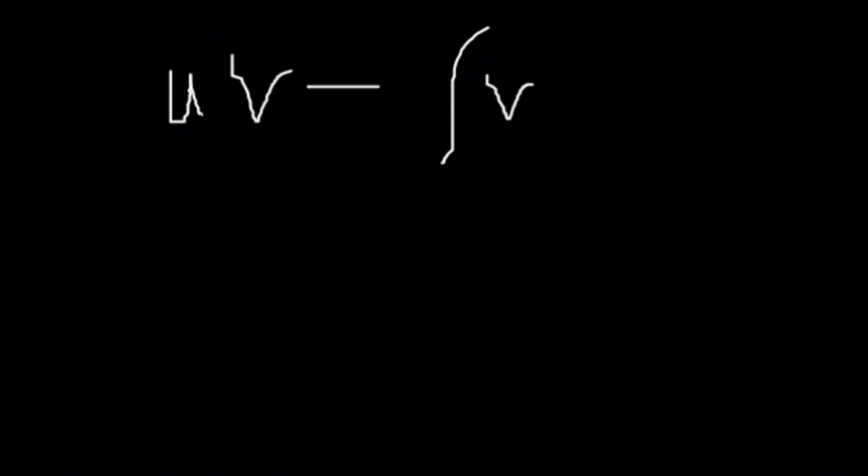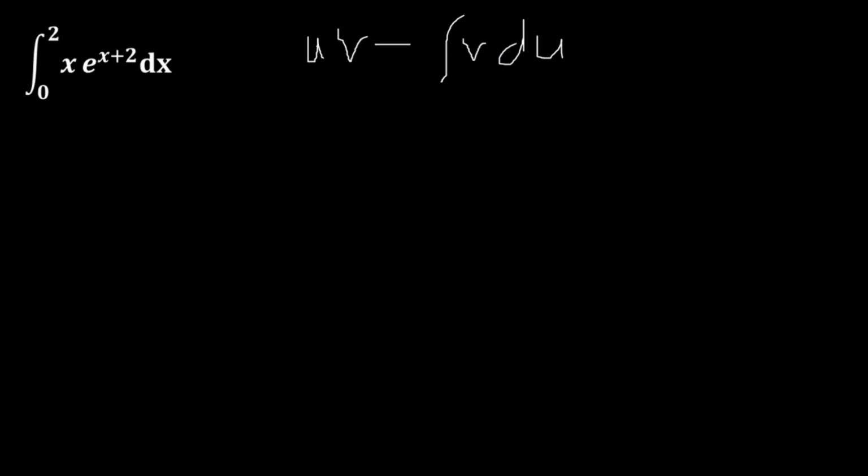To integrate this, you are going to use integration by parts. The general formula for integration by parts is what? uv minus the integral of v du. I know you are going to ask the question, why are we going to use integration by parts?